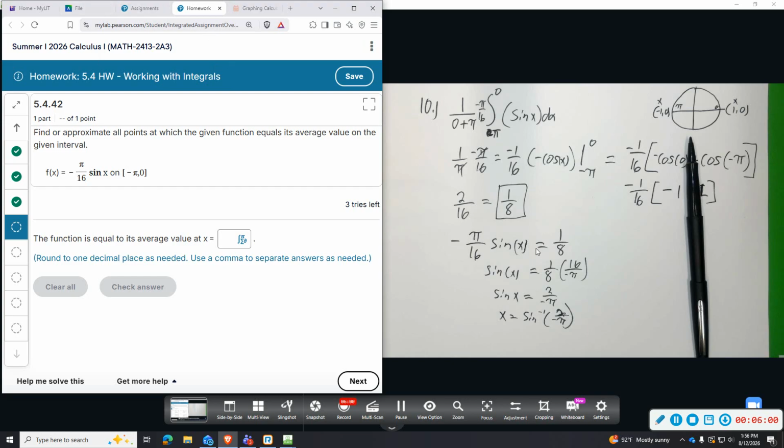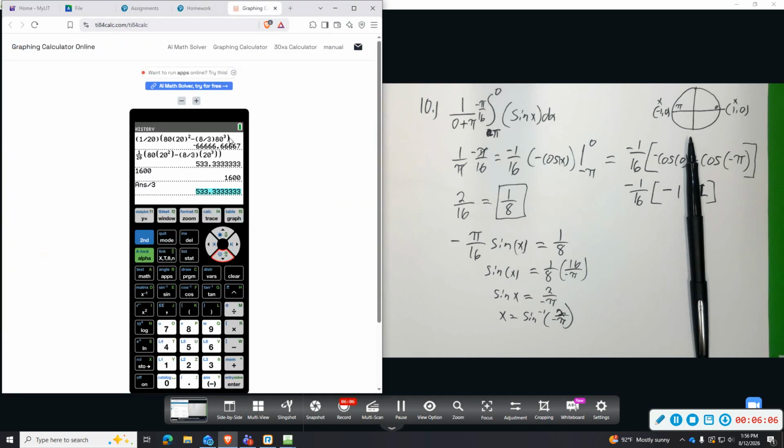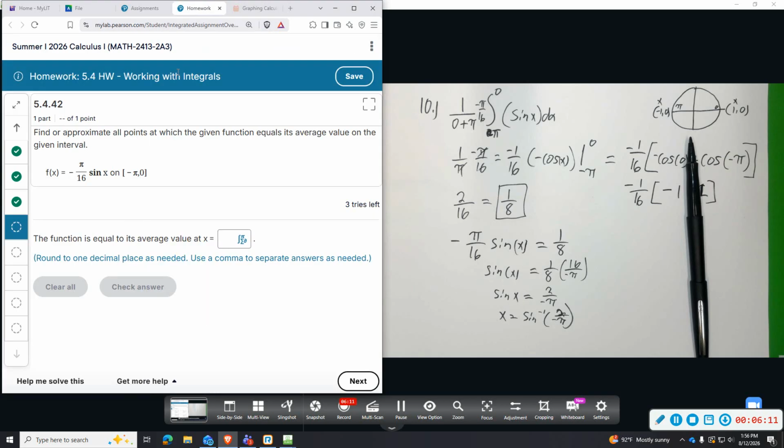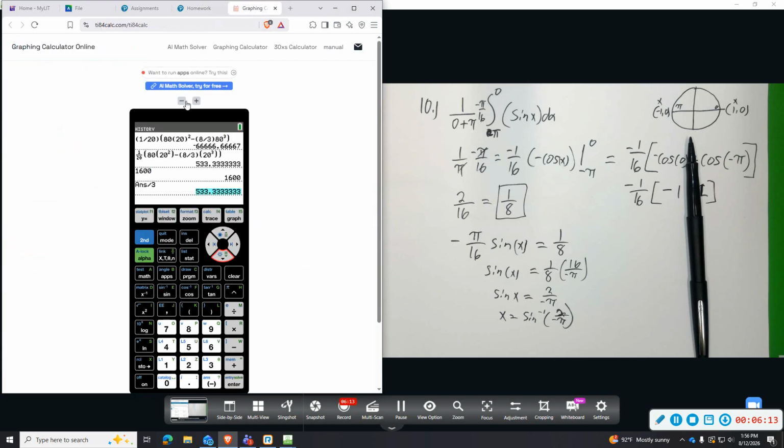Let me see, and we don't have this exact value, 2 over pi, to be able to solve both. So it'll only give us close. What am I looking for? Yeah, I want the calculator. Let's go to y equals. We're going to graph our original function.